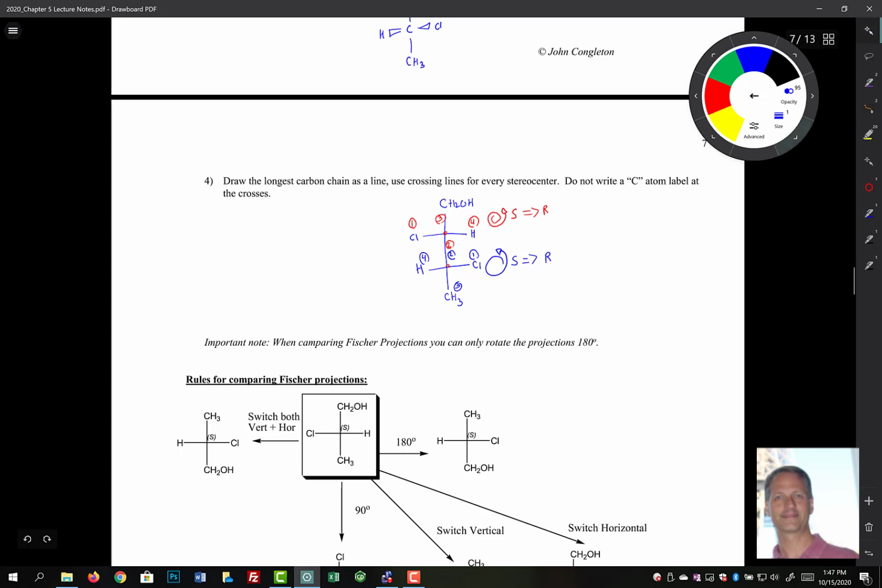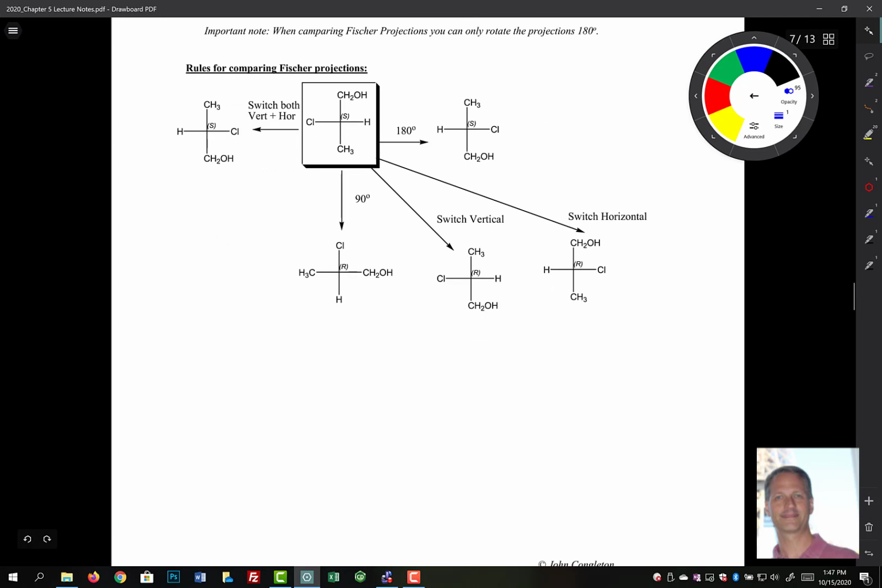Now, a couple things to point out here too. When we compare Fischer projections with each other, there's all sorts of rules that are out there. So if you're starting off here in the middle with this S configuration, if we do a 180-degree rotation, we get an S. Right? If you switch both horizontal and vertical, you get an S. If you rotate 90, though, you get an R. If you switch vertical, you get an R. You switch horizontal, you get an R. So those are some of the tricks of the trade as far as comparing Fischer projections.